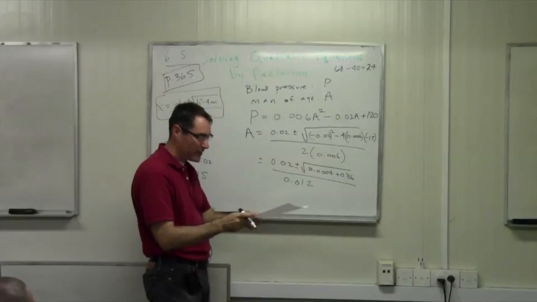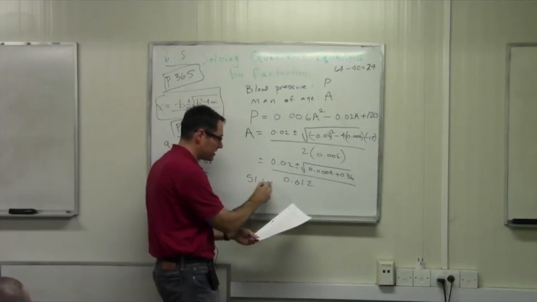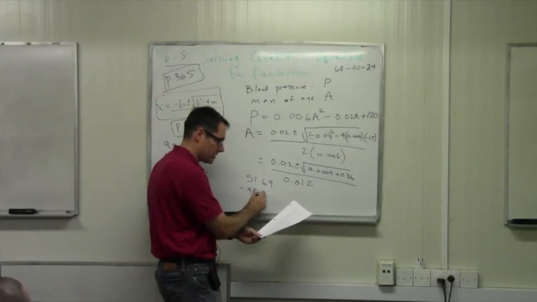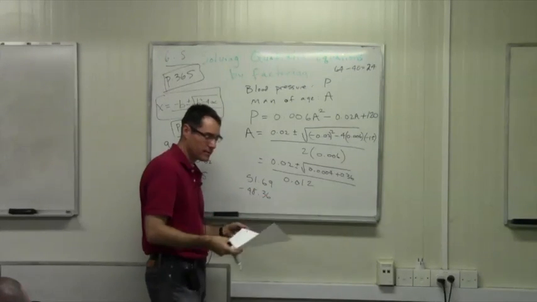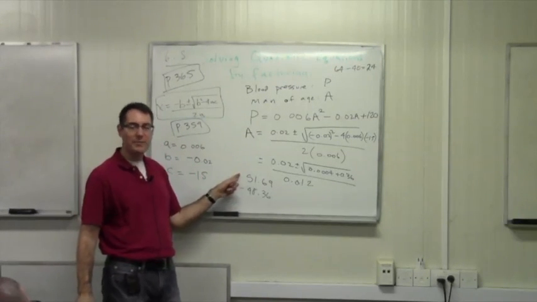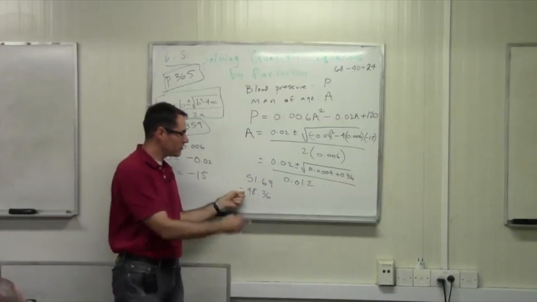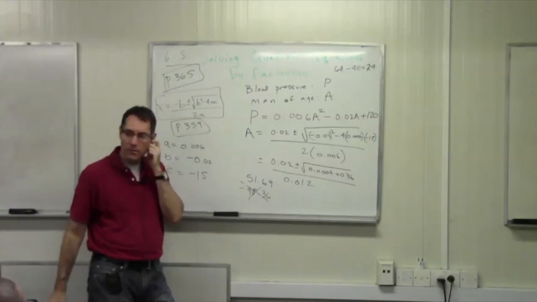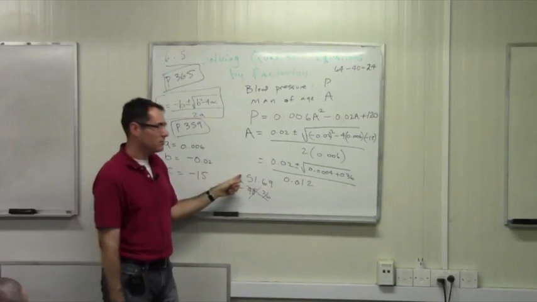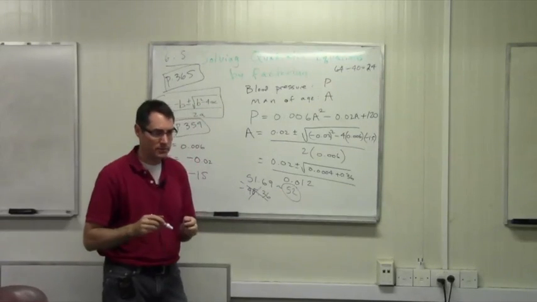You can do this on your calculator, and it ends up coming out to either 51.69 or negative 48.36. Which one's the correct answer? The 51.69, because you can't have a negative blood pressure. So you just throw that one out. So what's the age? About 52. There's your answer.